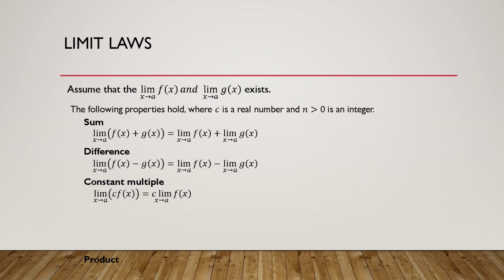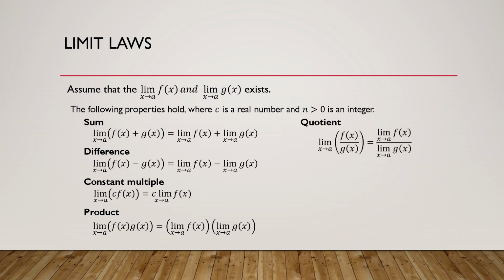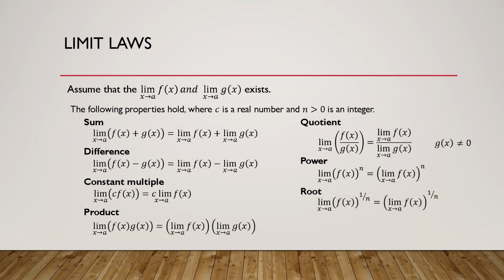The limit of the product of two functions is equal to the product of the two limits of the same function. The limit of the quotient of two functions is equal to the quotient of the limits of the same function, assuming the function in the denominator is not equal to 0. The limit of a function taken to a power is equal to the limit of the same function taken to the same power. The limit of the function taken to a root is equal to the limit of the same function taken to the same root. This holds if f of x is greater than 0 for x near a if n is even.